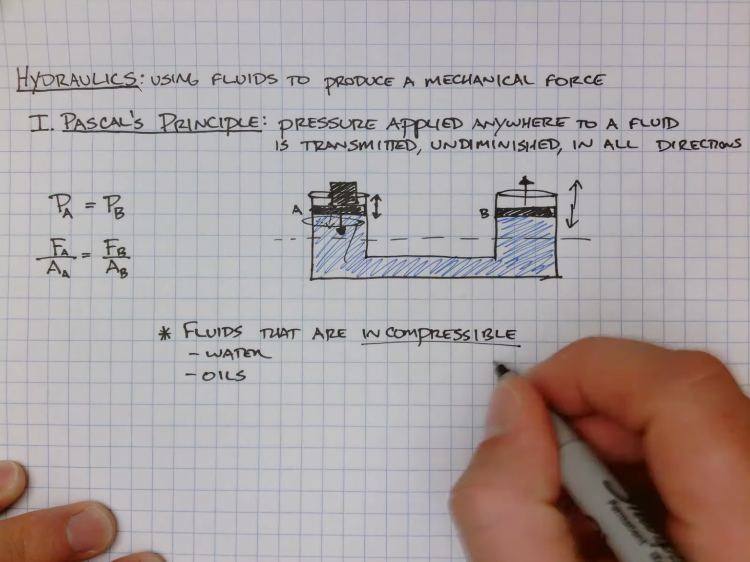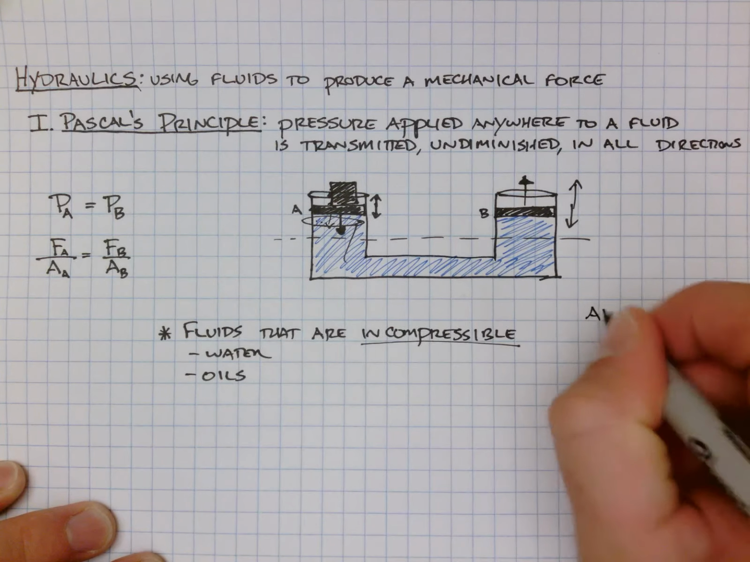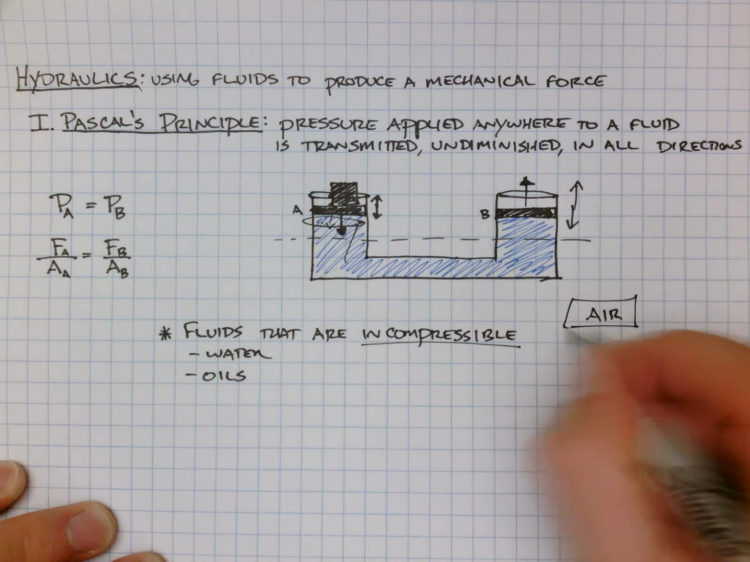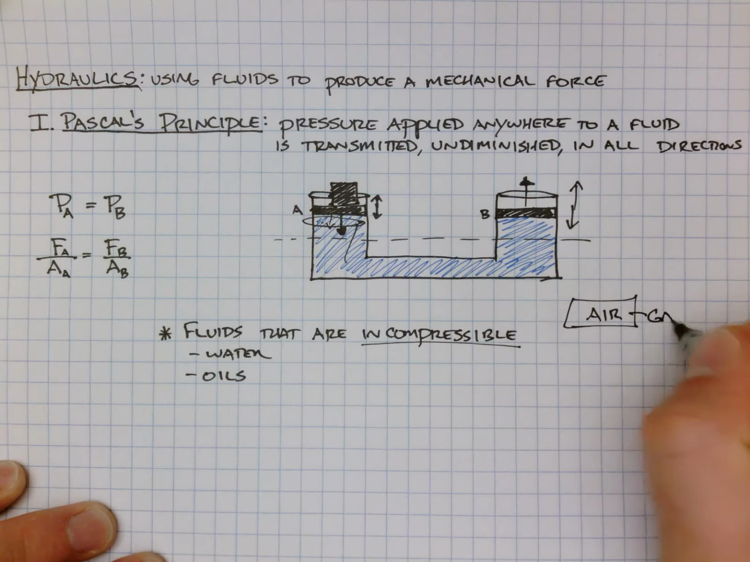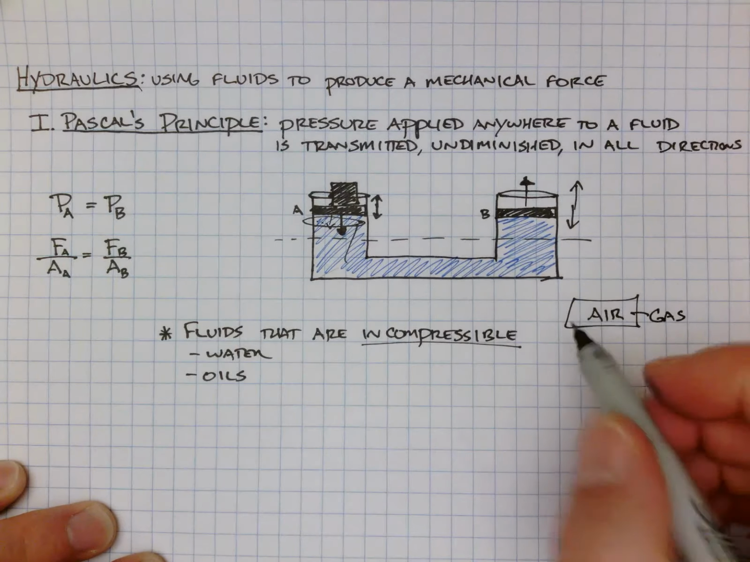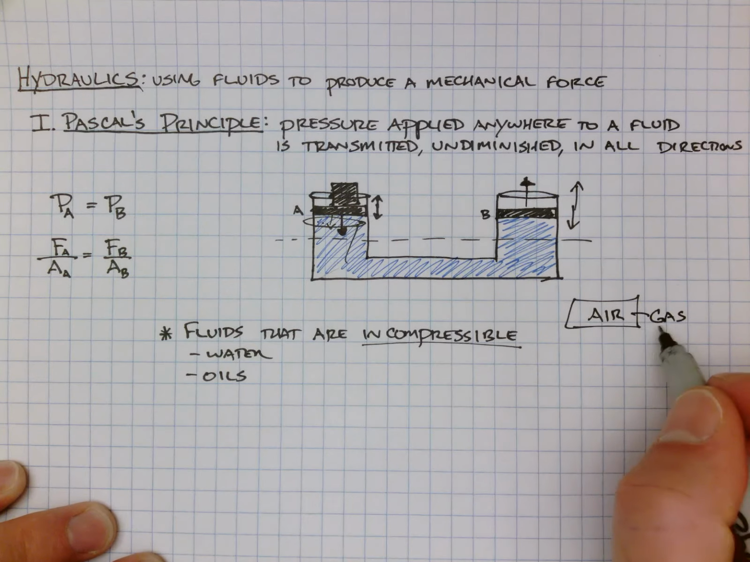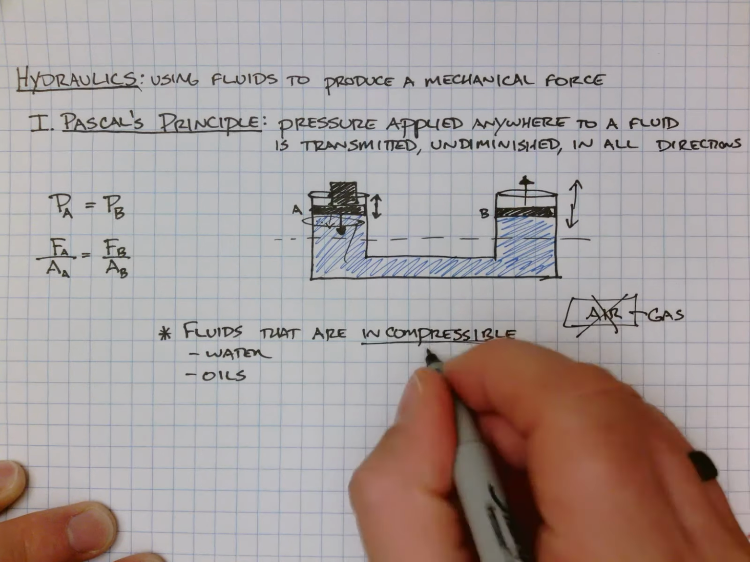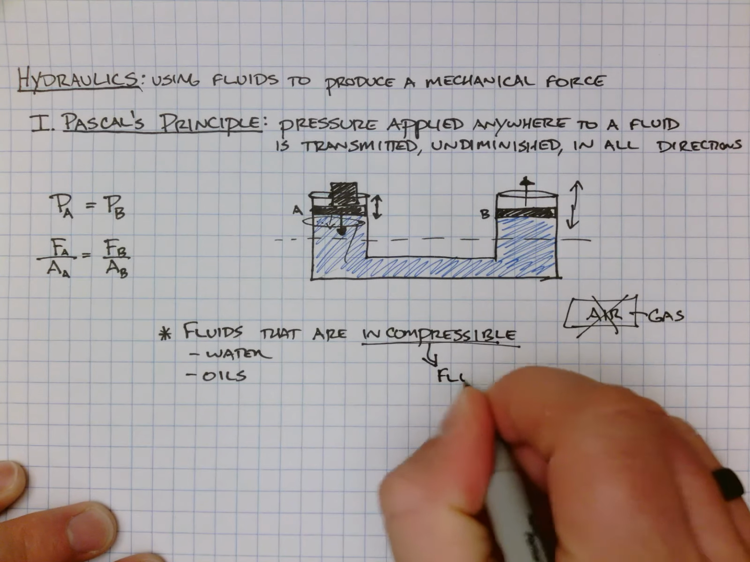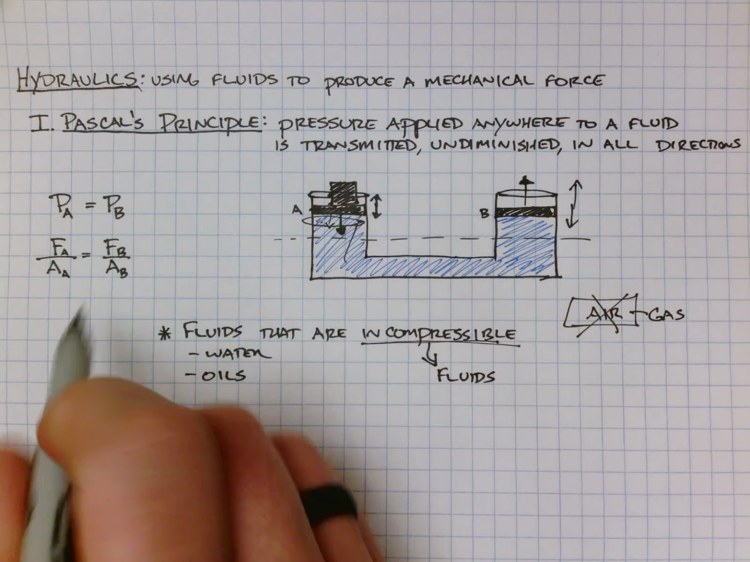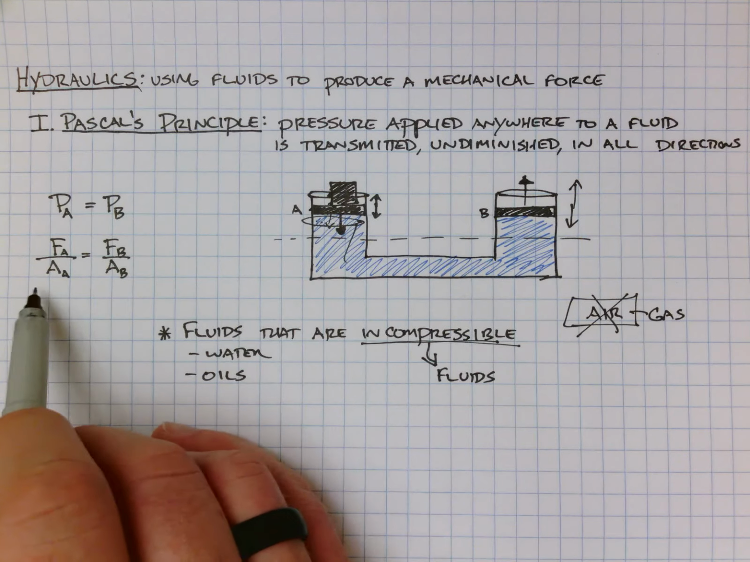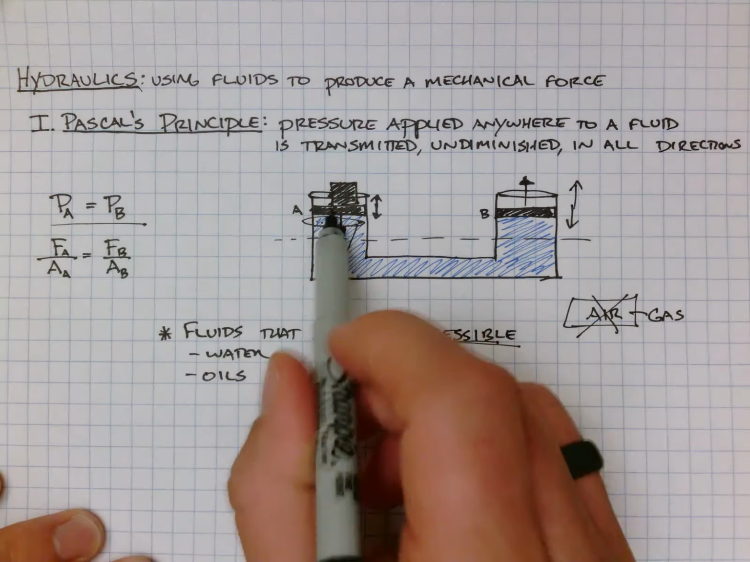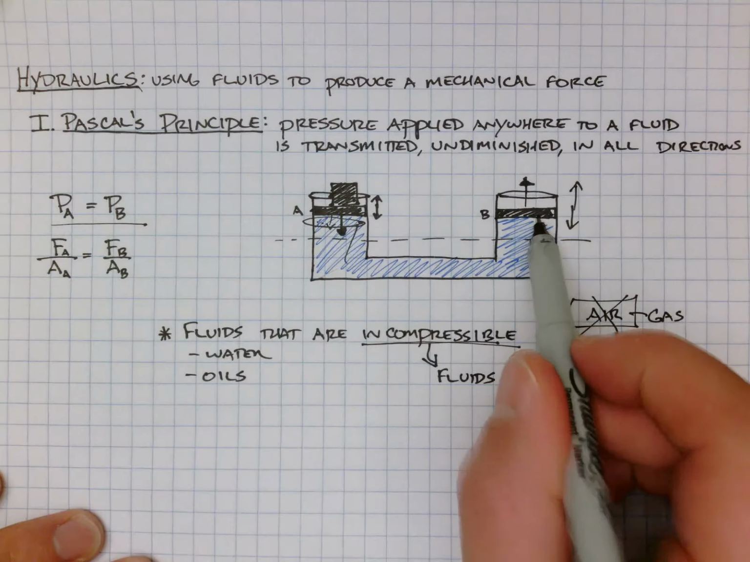Unlike that, things that would be compressible would be like air, where I can change the volume of a gas by adding more pressure to it. I can actually change the volume of that. That's not something that is incompressible. Incompressible are typically going to deal with the fluids. And what we'll see is that there's very basic applications that we can use based on this principle, that whatever the pressure is at this point is going to be equal to the pressure at this point.